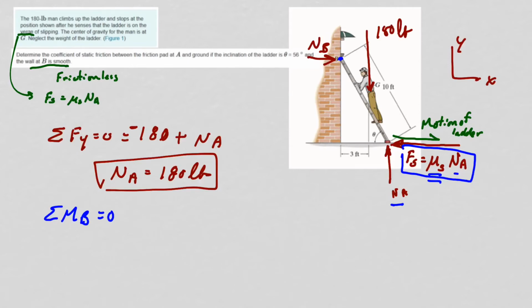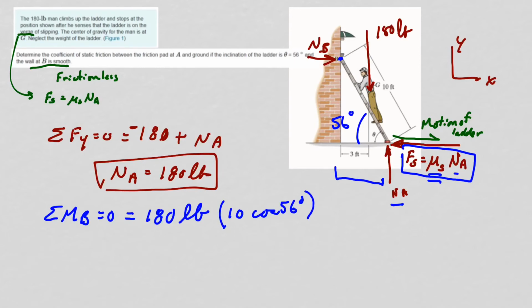If we sum moments at B, we have the normal force of 180 pounds, and we need to know this distance that it is going. Of course, this is a positive moment. That distance is really our 10 times the cosine of 56 degrees. This is equal to 56 degrees, it states. So that is that force.